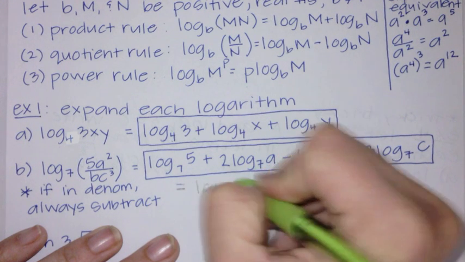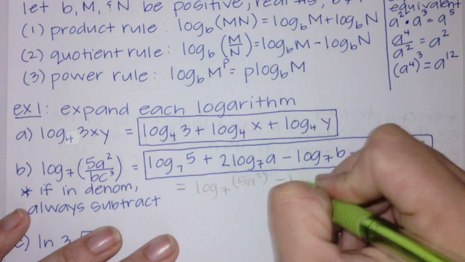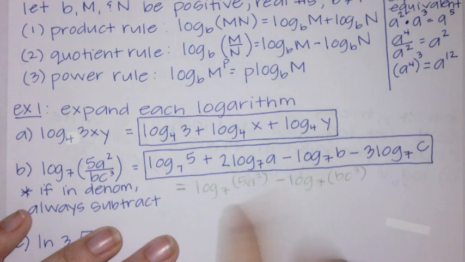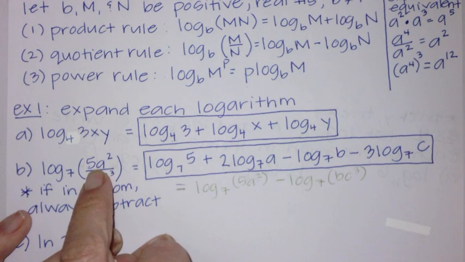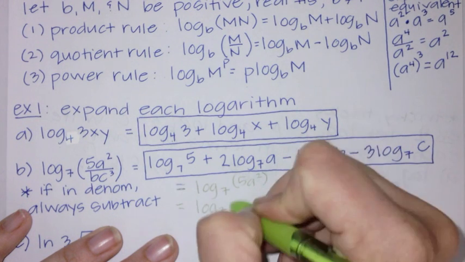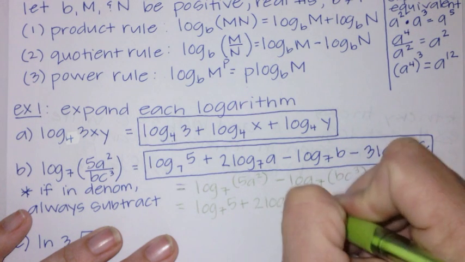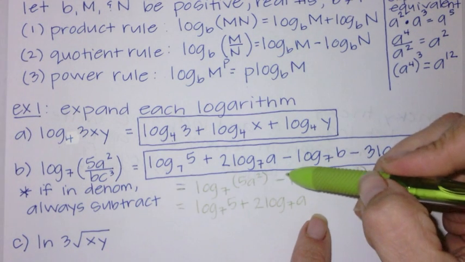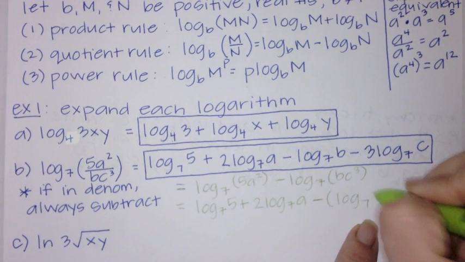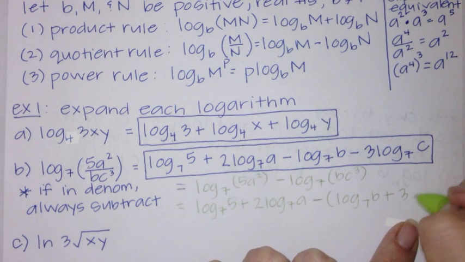Log base 7 of 5a squared minus log base 7 of bc cubed. So you see that right there, that's taking care of the division. And then I'm going to split this up, and that's going to be log base 7 of 5 plus 2 log base 7 of a. But then you have to remember that when you do this minus right here, what you're actually doing is subtracting. And you can see the multiplying changing into addition right here.